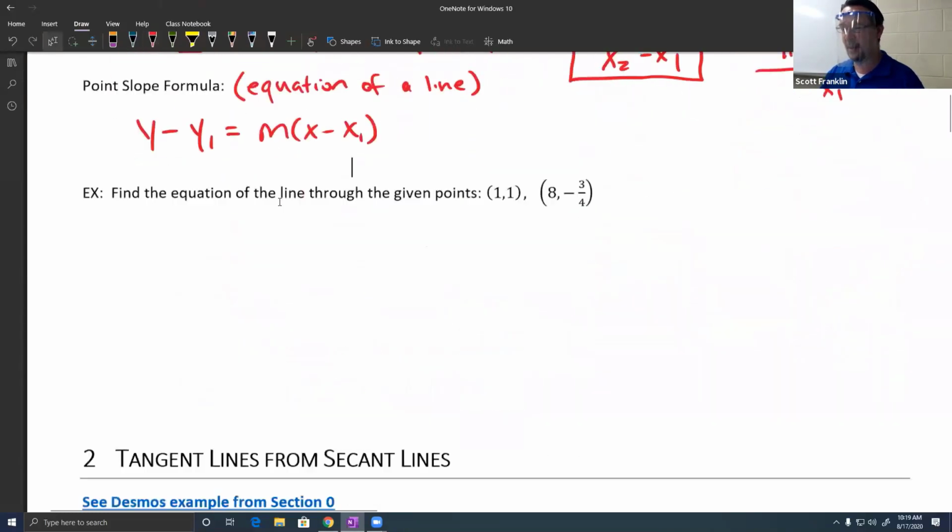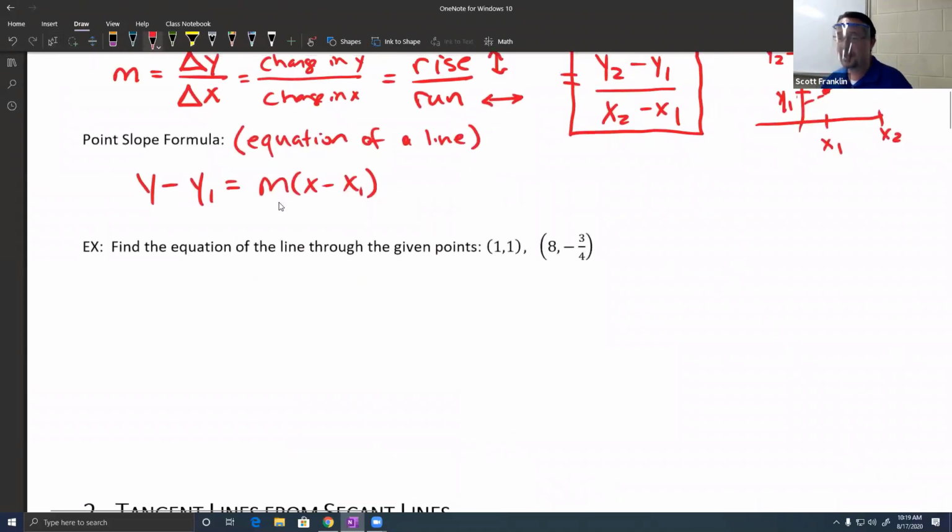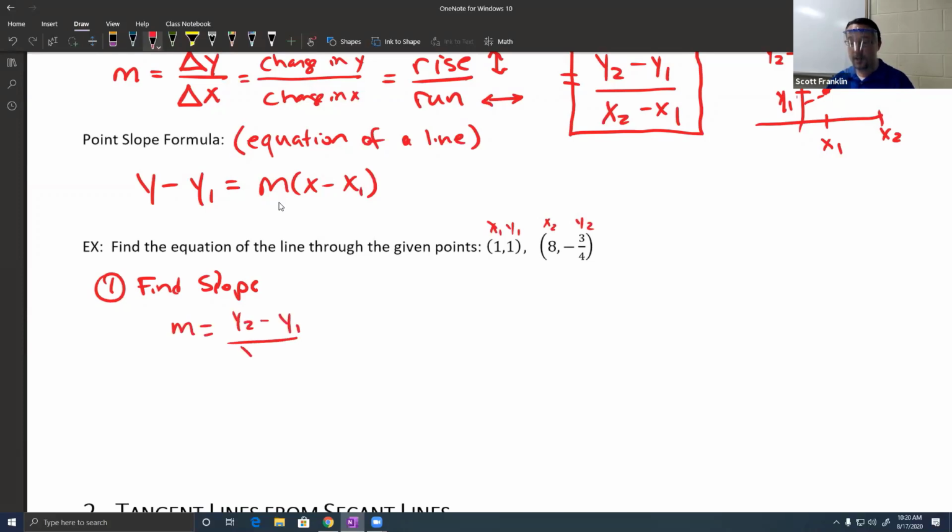Actually, this is the example I wanted to do. Let's go ahead and find the equation of a line through 2 points. I forgot that I had an example right here for us. So if you're asked to find the equation of a line through 2 points, you have to know the slope. So how do we find the slope? We use the formula. I like to label it: this is x1, y1, x2, y2. So m is y2 minus y1 over x2 minus x1. So plug everything in.